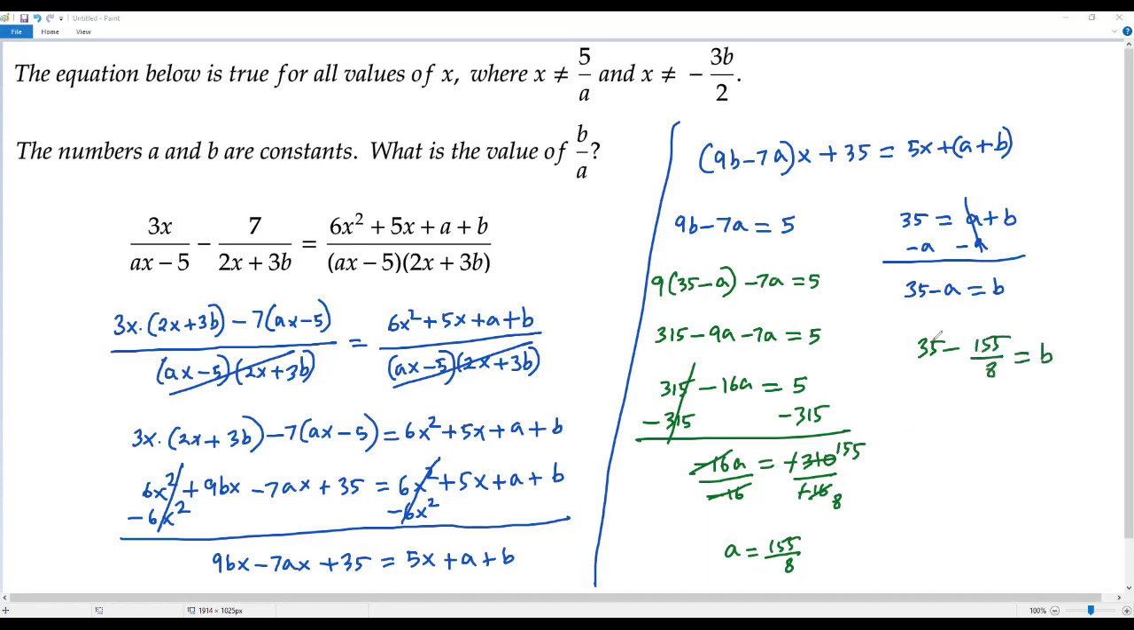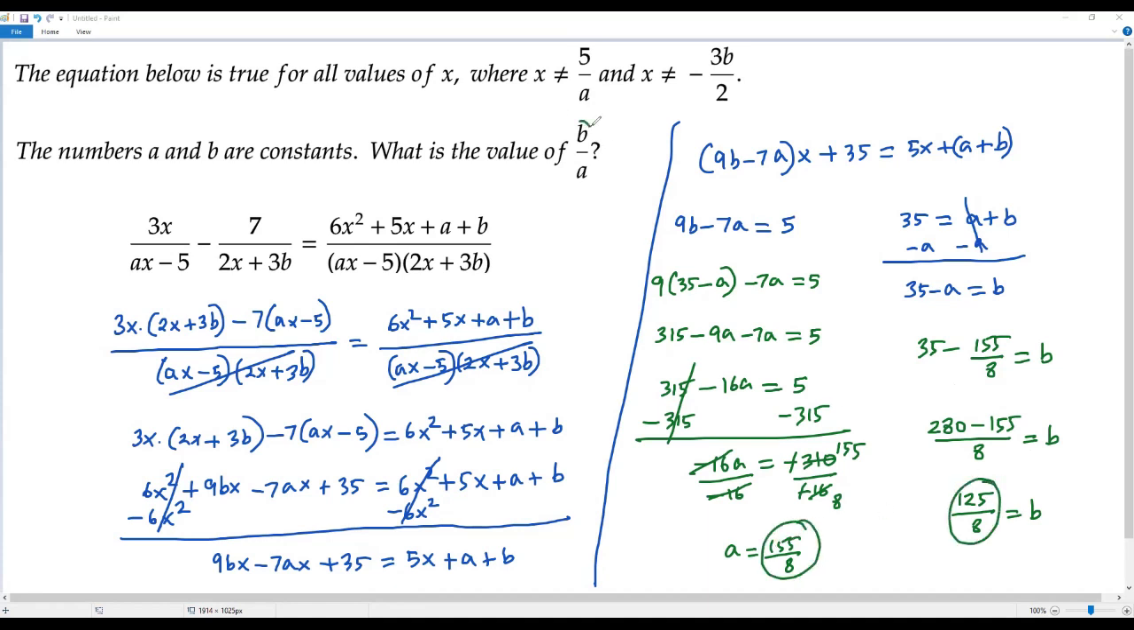Here we do subtraction between an integer and a fraction. Whenever I want to do addition or subtraction between an integer and a fraction, I have to multiply this integer 35 by the denominator of the fraction. Once I'm done with this multiplication, I can take this 8 as a common denominator. Okay, 35 times 8 is 280, minus 155. Now we can take 8 as a common denominator. On the right side we have b. When I simplify this one, I am getting 125 over 8 equals b. Okay, here we got the values of the constants a and b.